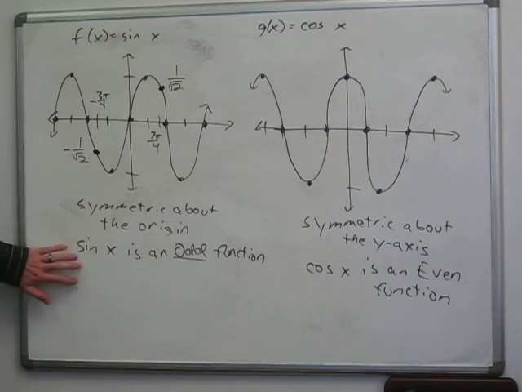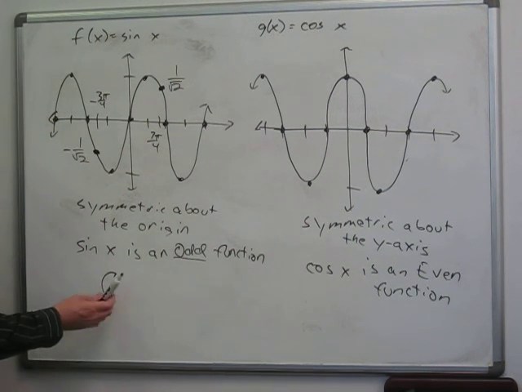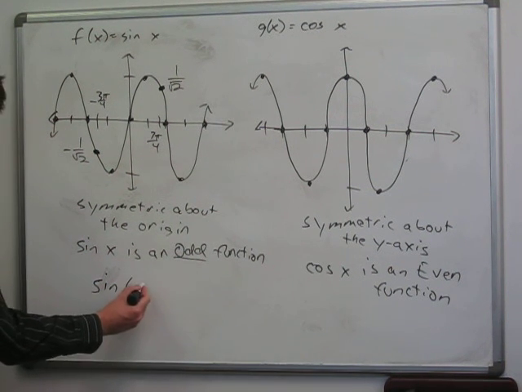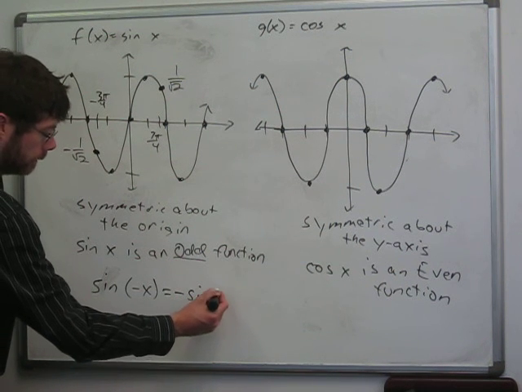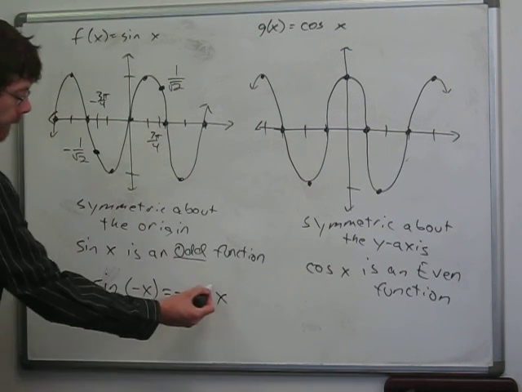So the technical way of expressing that a function is odd is to say, well, let's keep it in terms of sine. Sine of negative x is negative sine of x.